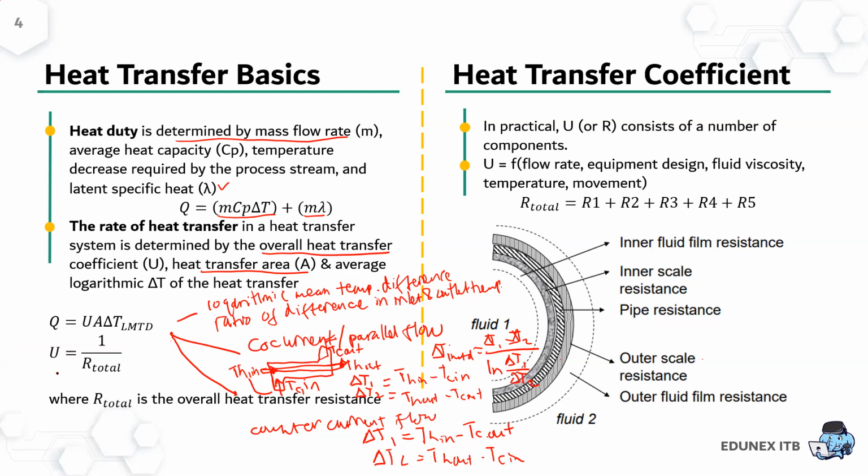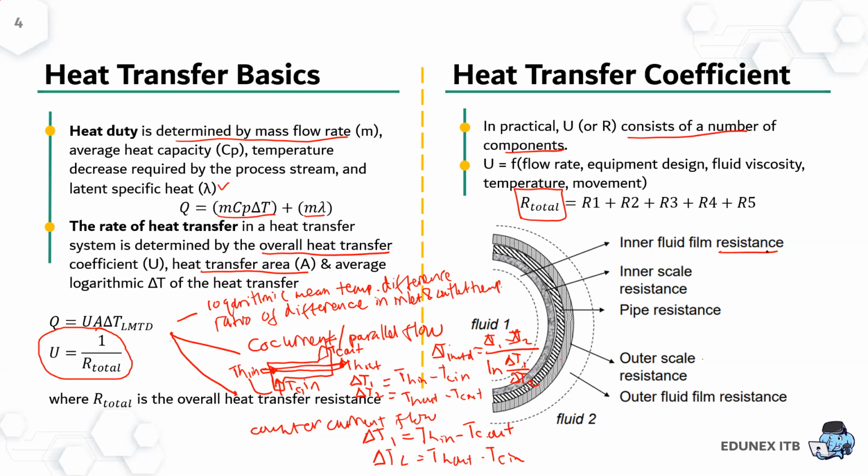Resistivity, sir. Yeah, resistivity or resistance. Okay, so we have it as a function of the total resistivity or total resistance. The heat transfer coefficient consists of a number of components, and it is actually based on the total resistance occurring in the materials, in this case. So we can consider several resistances based on this example.